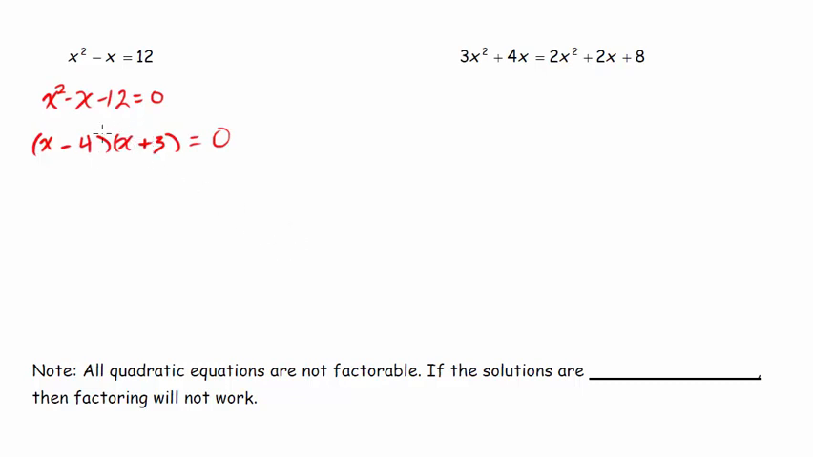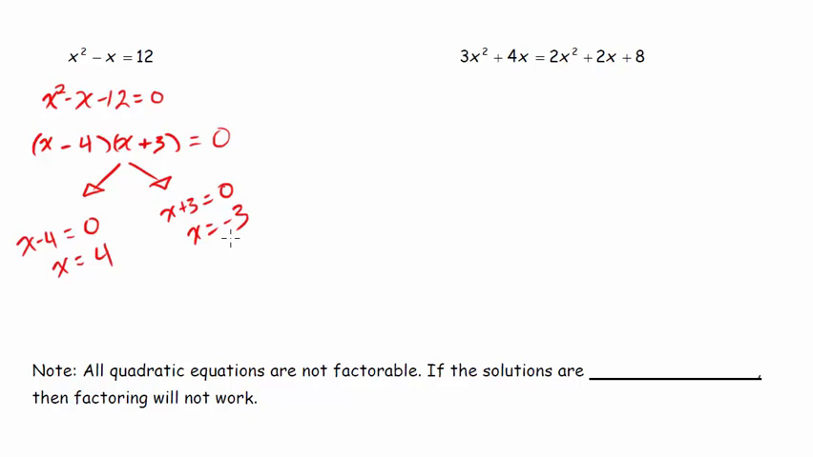Inside I get negative 4. Outside I would get positive 3. Negative 4x plus positive 3x would give me negative x. Yep. Alright, so now I know that either x minus 4 is 0 or x plus 3 is 0. So this would give me positive 4, this would give me negative 3.